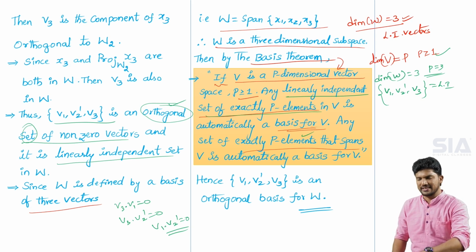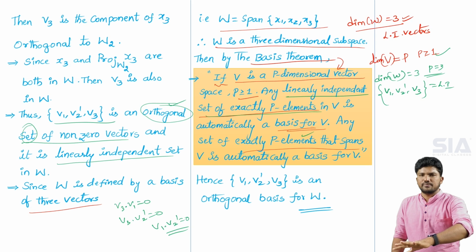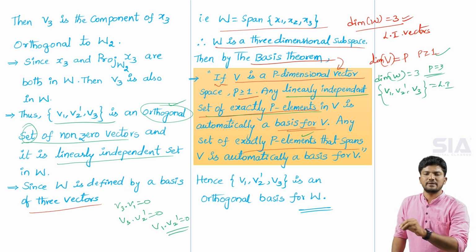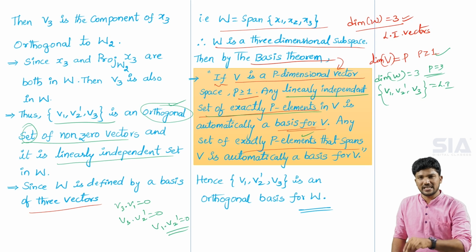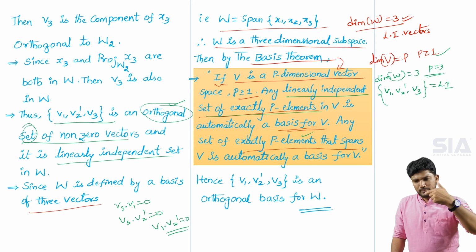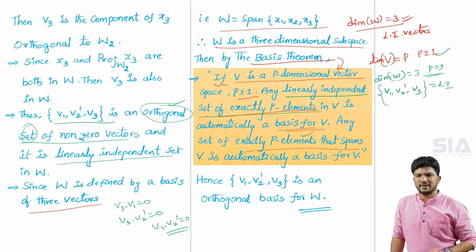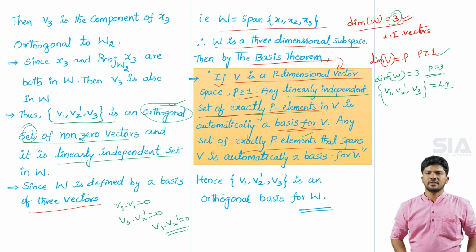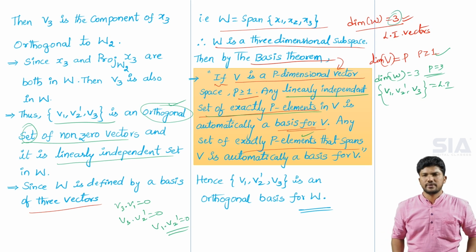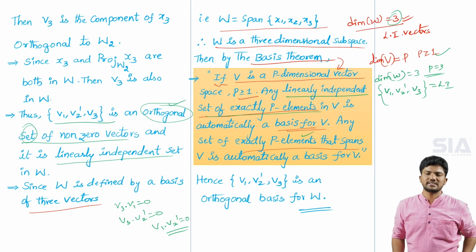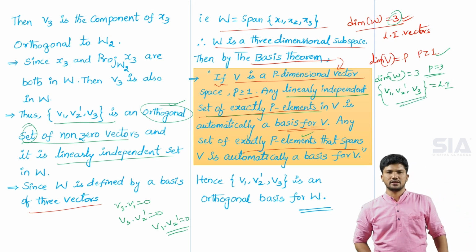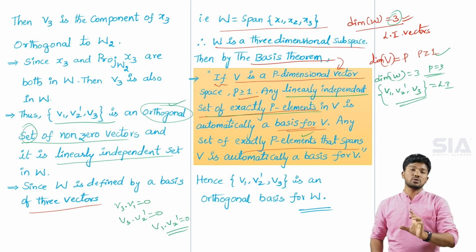Not only these 3 vectors, any vectors, okay, any set of exactly p elements. Why do we say exactly p elements? Because that p must be equal to the dimension of the vector space. Here the dimension of W is equal to 3 and the number of vectors is equal to 3. So therefore we can apply the basis theorem. According to the basis theorem, these vectors form a basis. That basis is an orthogonal basis.